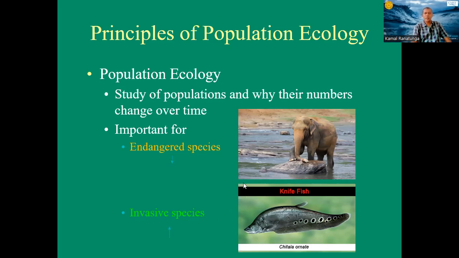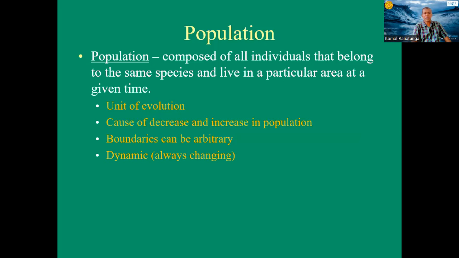But on the other hand, if a species is invasive, for example here the fish, this knife fish, chitala or nata, in this case you have to keep the population low. You see how this can be important. Sometimes you have to consider increasing the population, whereas sometimes you have to reduce the population size. So based on your conservation or management strategies, you have to increase or limit the numbers. There are many things related to populations.